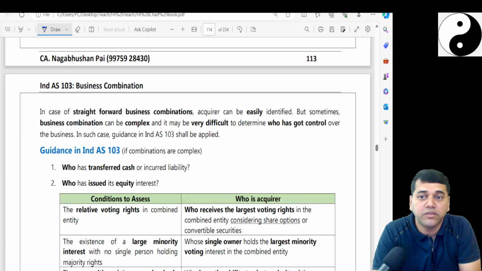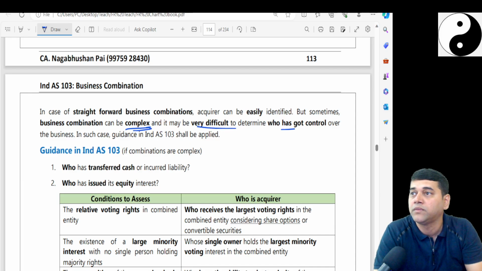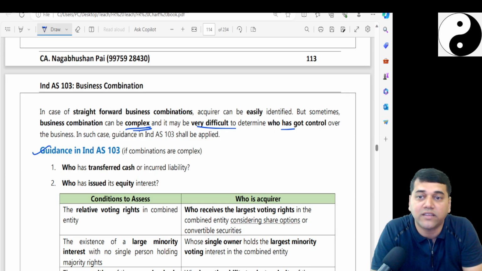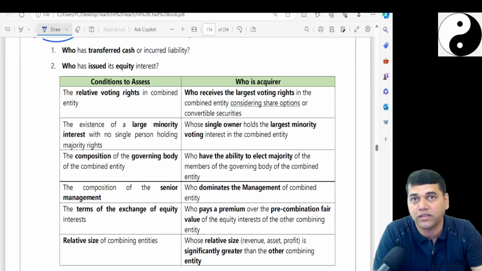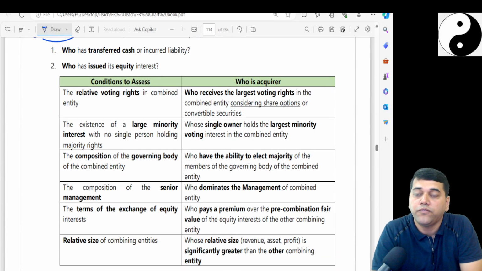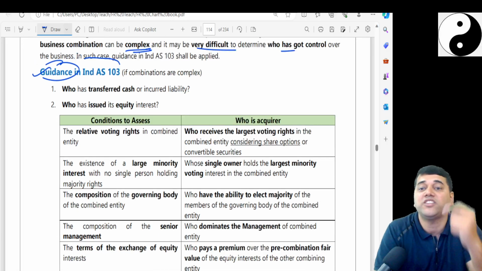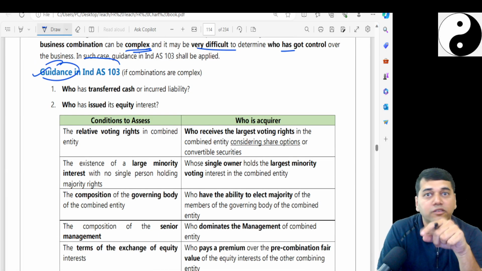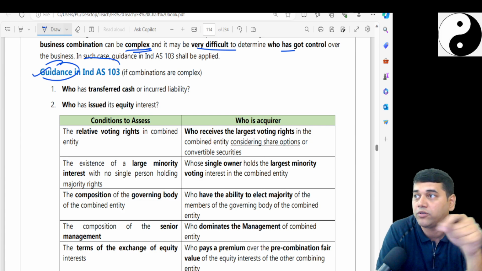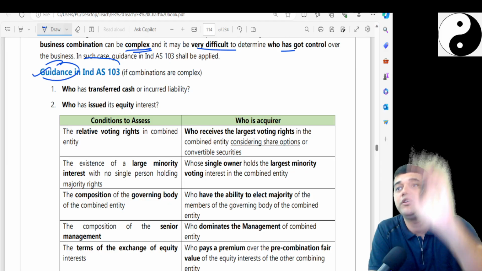But sometimes business combinations are so complex that it's very difficult to decide who got the control. That's why Ind AS 103 has given guidance. See, this is theory. If it comes, you have to write that theory. Theory questions are there in the exam. Now, first thing you need to check: who transferred the cash or who incurred the liability. I told you, a business combination can happen by incurring liability also. It can happen by contract also. It can happen by issue of shares also.